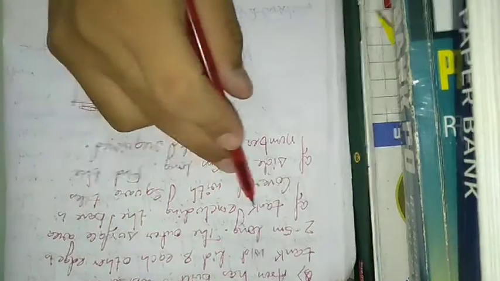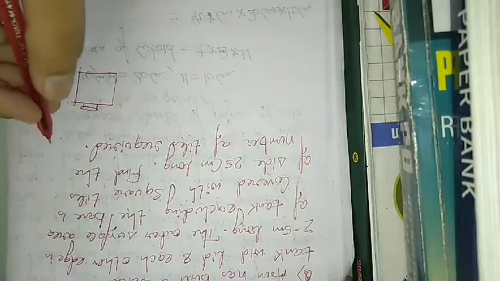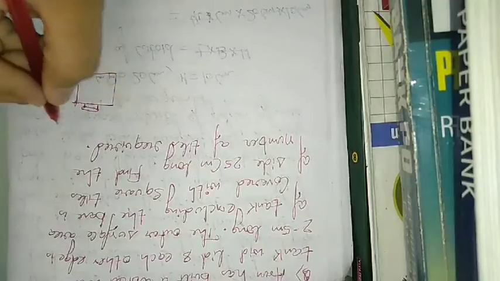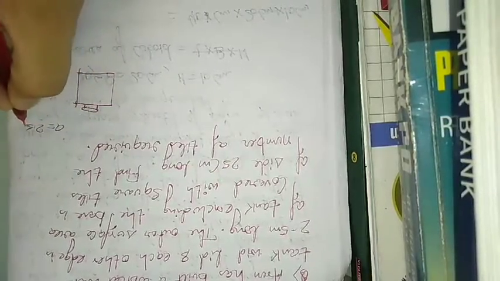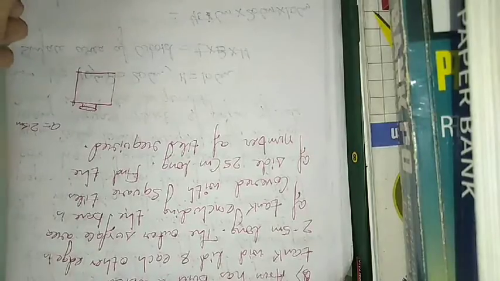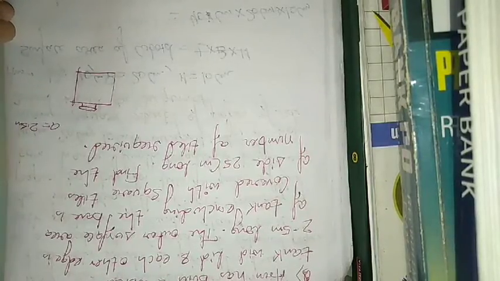And each edge is 2.5 meter long. So for every edge, the value of a is given to you: 2.5 meter long.